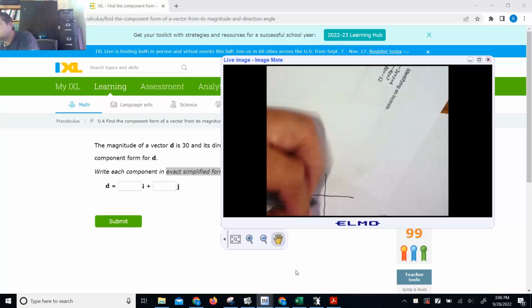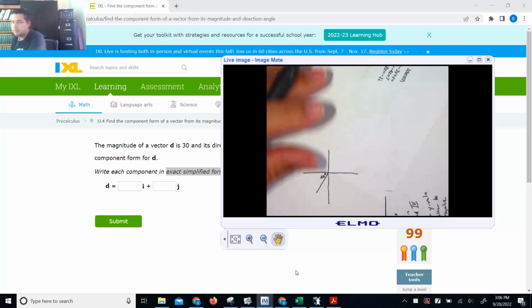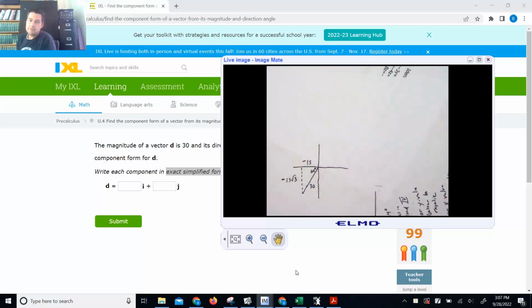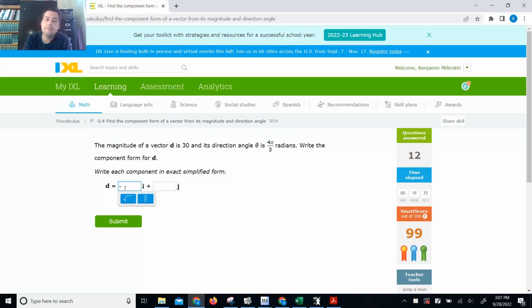4 pi over 3 is going to rotate 60 degrees into quadrant 3. Promise you it will. It'll rotate pi and then pi over 3 again. The vector had a magnitude of 30. The short leg is half of that. The long leg is that times the root 3. Direction matters. So back 15, down 15 root 3. And they have the ij notation, so no big deal. You just put the negative 15 in front of i and the negative 15 root 3 in front of j.